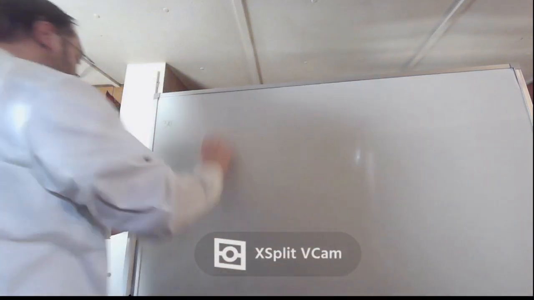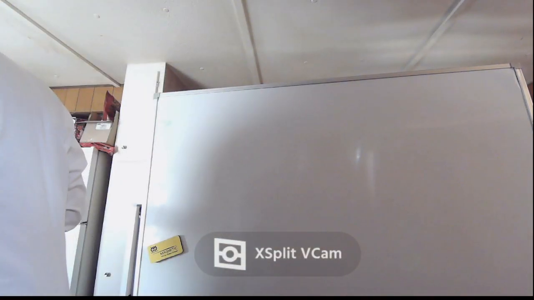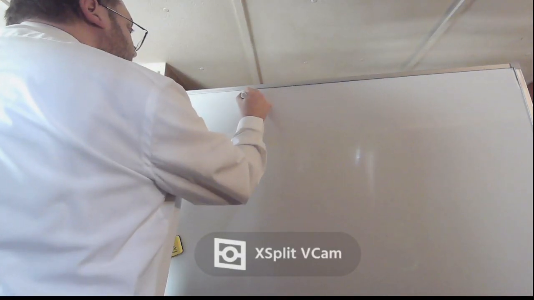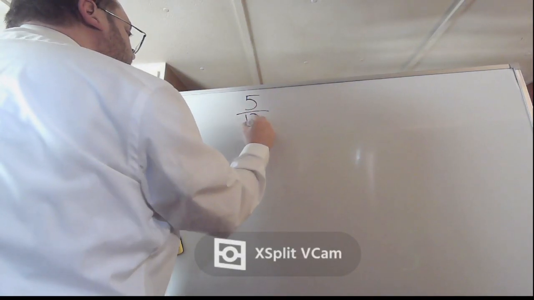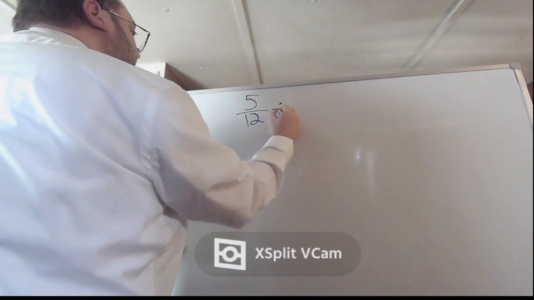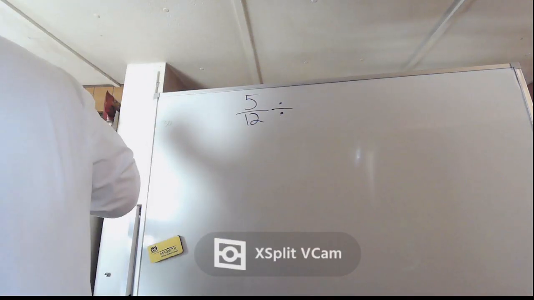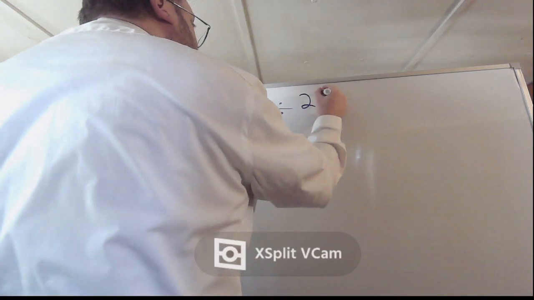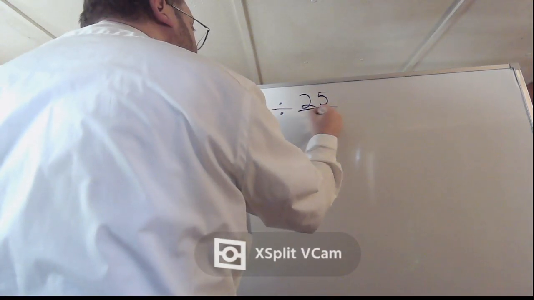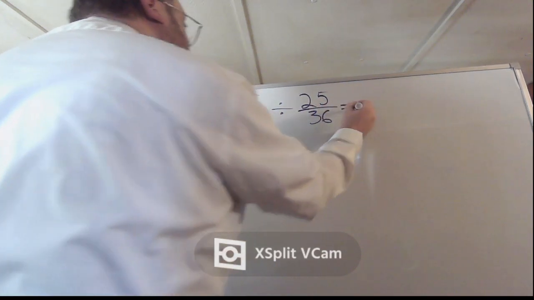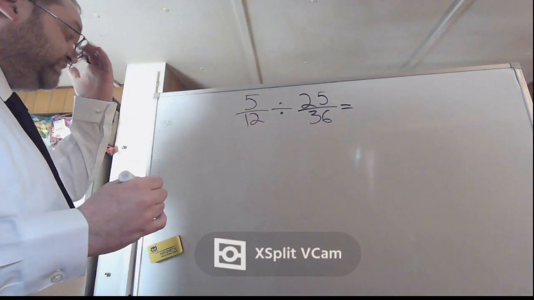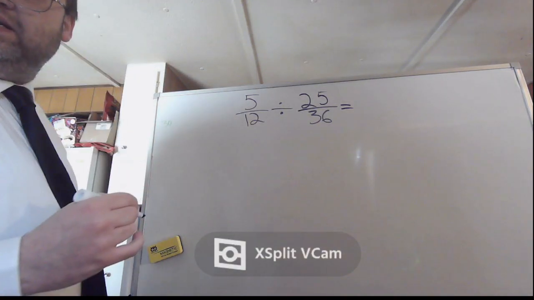One more problem. And it's this one here. We have 5/12 divided by 25/36. Okay, 5/12 divided by 25/36.